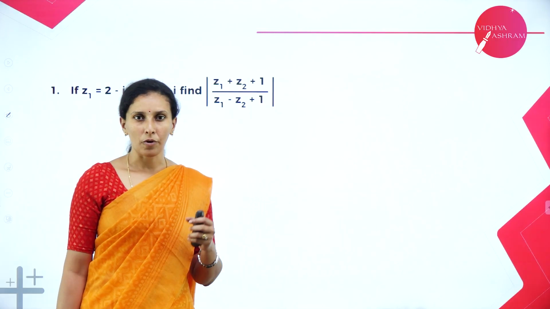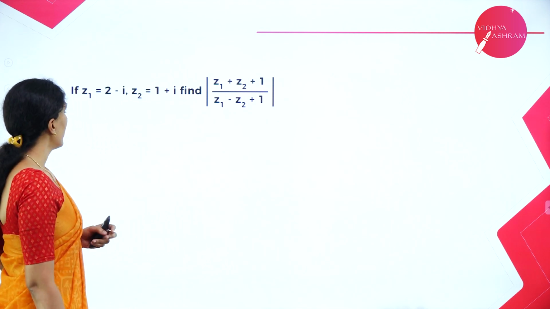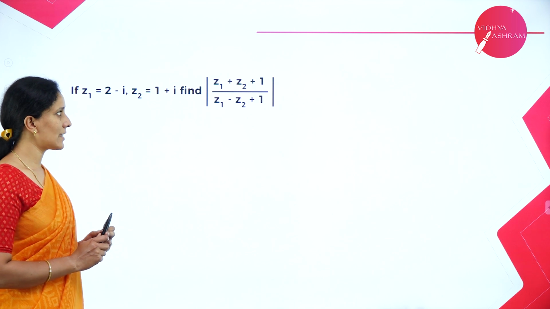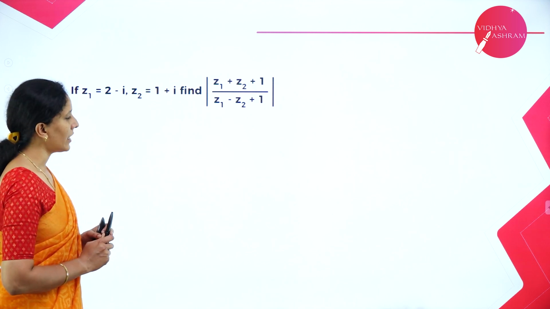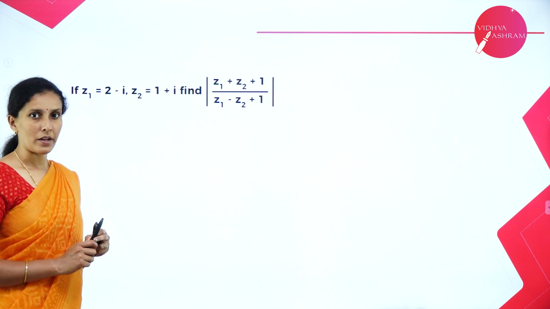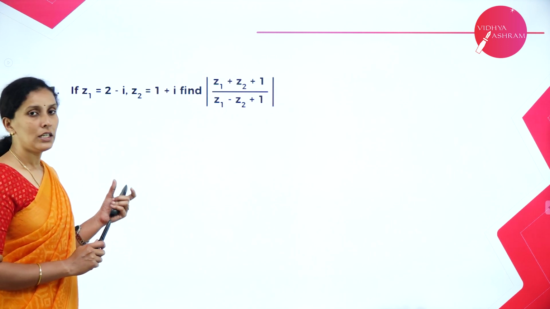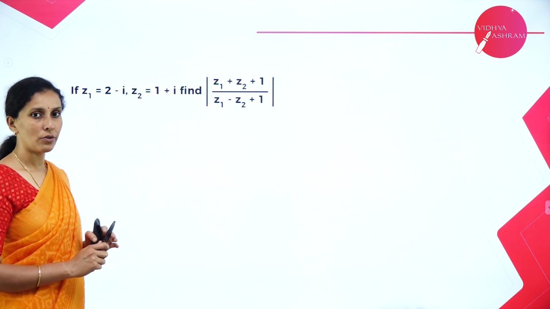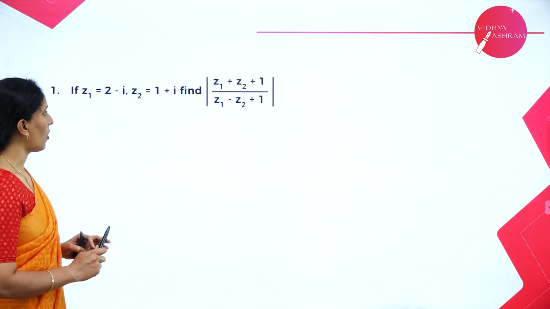Now, let's take few problems on complex number here. If z1 is equal to 2 minus i, z2 is equal to 1 plus i, find the modulus of z1 plus z2 plus 1, z1 minus z2 plus 1. So, this is based on the algebra of complex number, as well as then we need to find out the modulus of the given complex number.